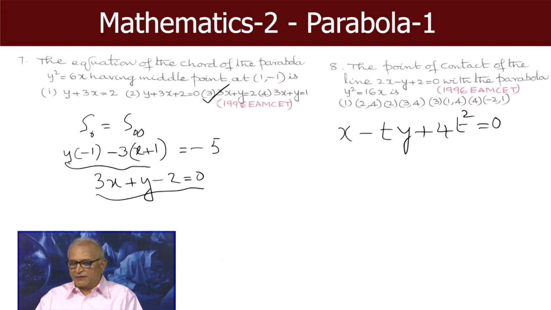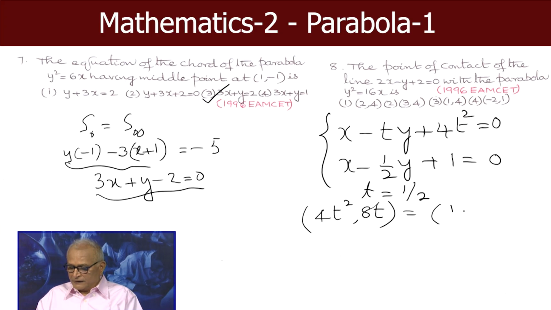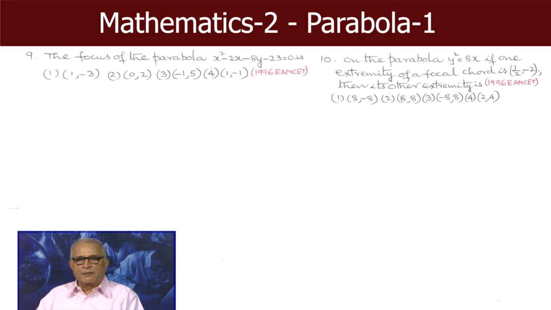Let's compare this with the given equation. 2x minus y plus 2 equal to 0, or x minus 1 by 2 y plus 1 equal to 0. These two represent the same line for t equal to 1 by 2. So when t equal to 1 by 2, what is the point of contact? It is at square, a means 4t square... at square, 2at. So that is the point of contact where t equal to 1 by 2, which is equal to 1, 4. So 1, 4 is the point of contact, which is 3. Follow?